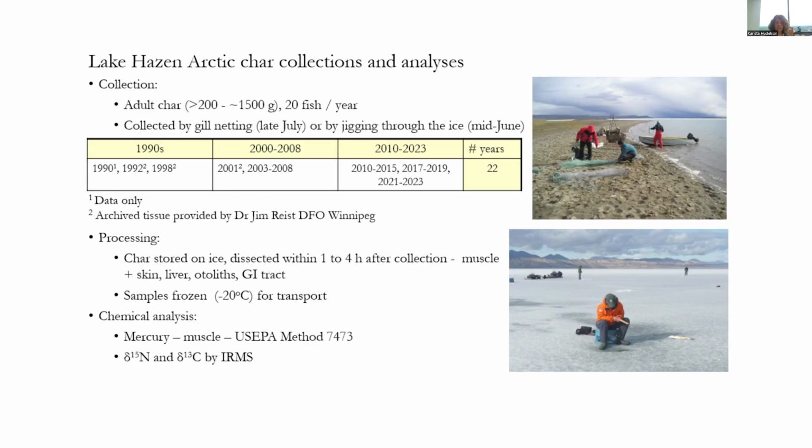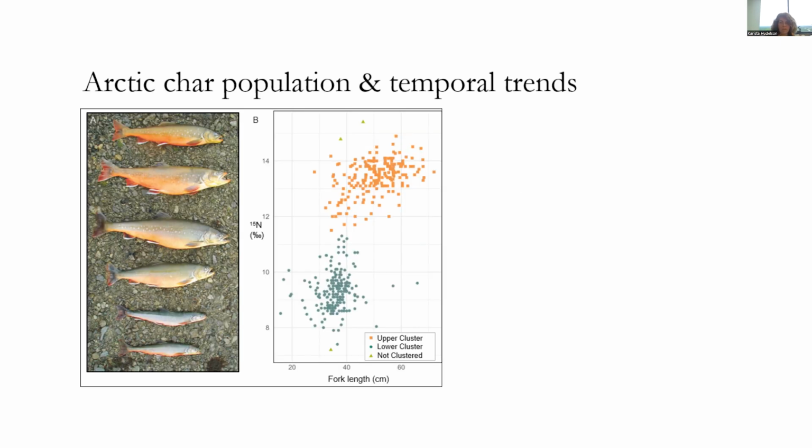So here is a little bit about how these char were collected. The collections began back in the 1990s, and collections were carried out both by gill netting and by jigging through the ice, as you can see in the photos. And then this is how the samples were handled. They were stored on ice and dissected quickly after harvest. And then mercury and stable isotopes were measured in the labs at the lower latitudes.